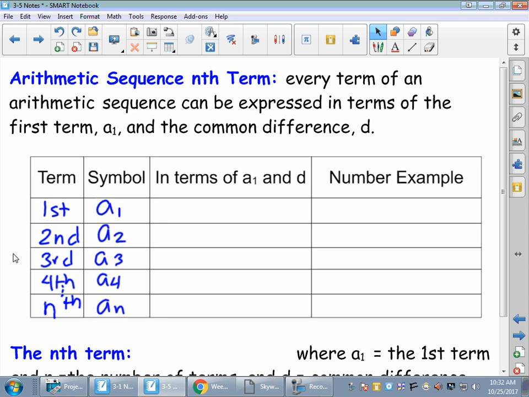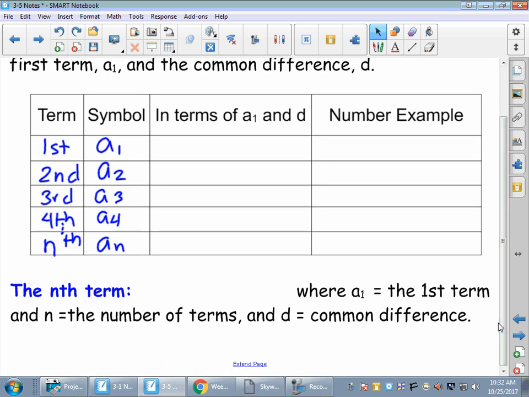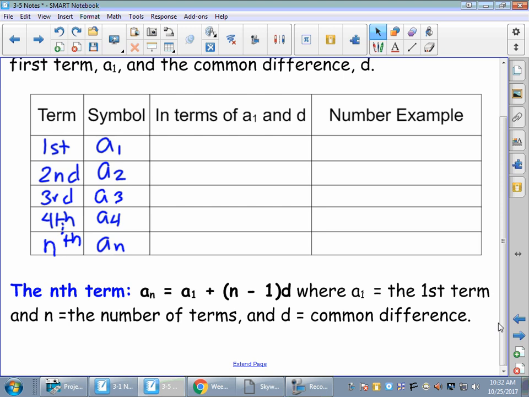So this little 1, you know, we have superscript like an exponent. Subscript is just down below a little bit. It's just a little number as a label. So a sub 1 is my first term. A sub n is like my last term. And then d is the common difference. So here's the formula we're going to use.